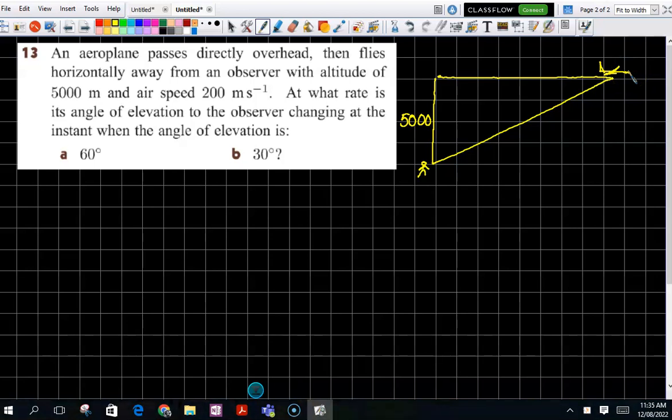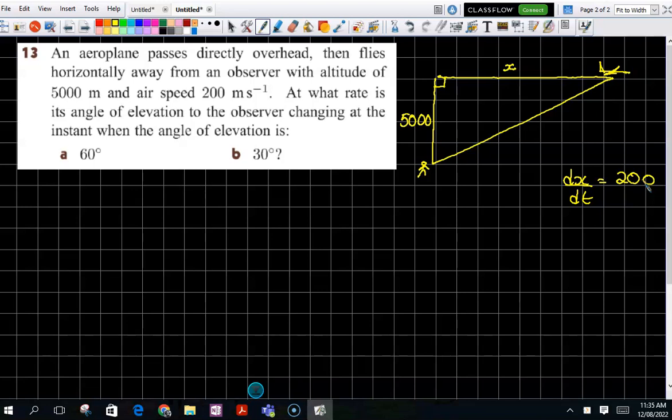Okay, so an aeroplane passes directly overhead, then flies horizontally away from the observer, altitude of 5,000, and airspeed of 200 meters per second. So are we calling this x? And so then we would be saying dx by dt is 200. Flying away, increasing away. At what rate?